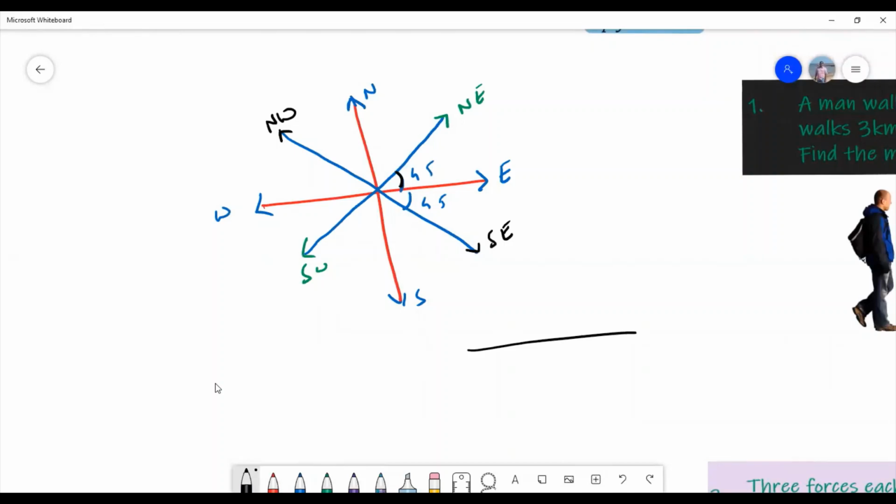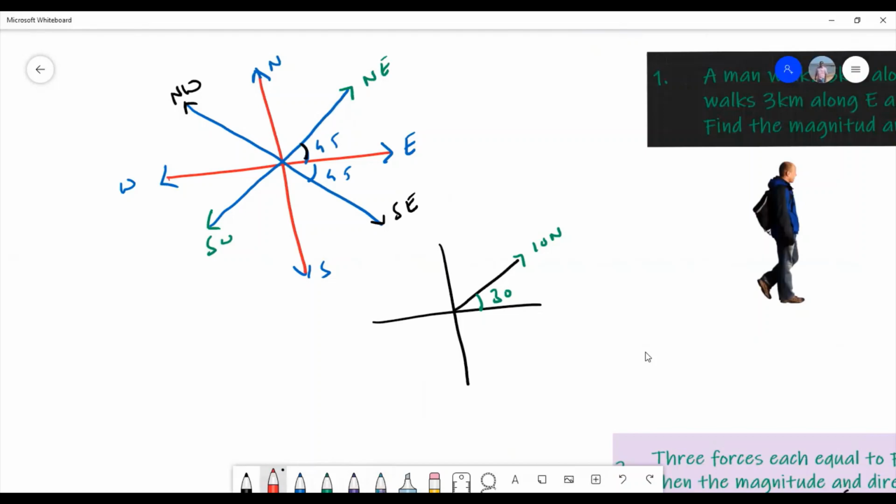Suppose this is given like this, and there is a 10 Newton force acting at 30 degrees. What is the direction of this 10 Newton force? Very simple to understand. This is east and this is north. So the direction of the 10 Newton force is 30 degrees north of east, because with east, this is making an angle of 30. That's why we write 30 degrees north of east.